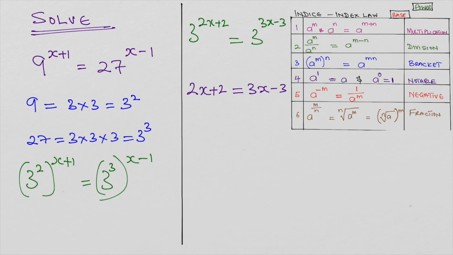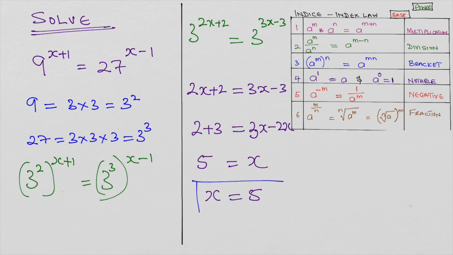Therefore, we get 2 plus 3 equals 3x minus 2x. And that implies 5 equals x. So therefore, x equals 5. And that is the solution, x equals 5.